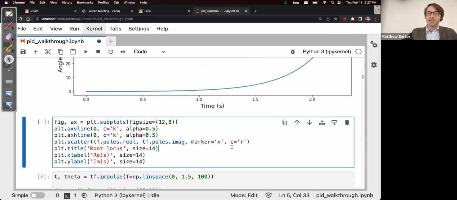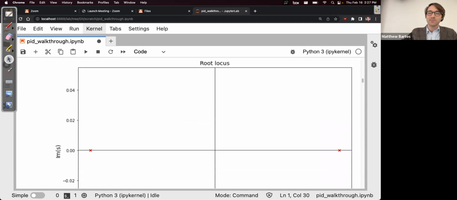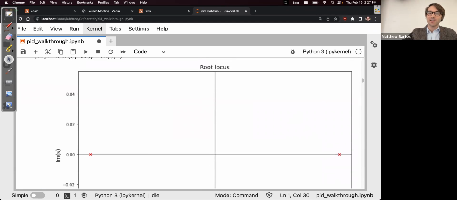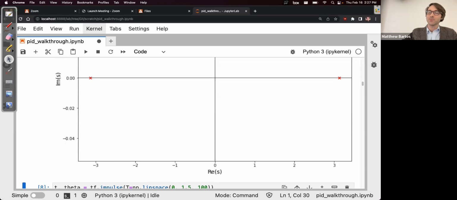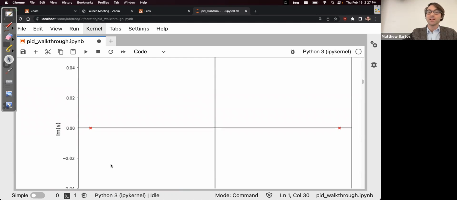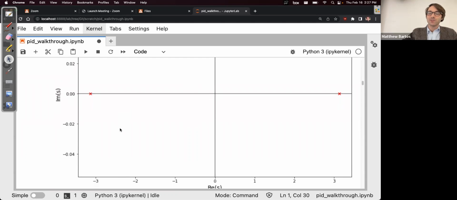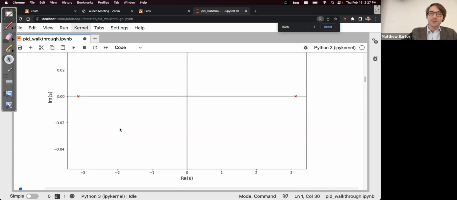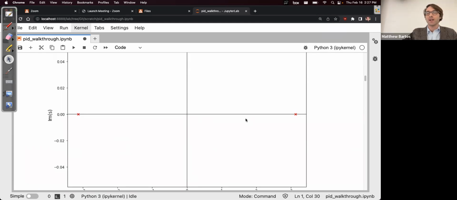Just for completeness here, I'm also going to plot the poles of the system. On the x-axis, we have the real component of the pole. On the y-axis, we have the imaginary component of the pole. You can see that we have 2 poles, one located around -3 and one located around +3. And this positive pole here is causing the system to become unstable.